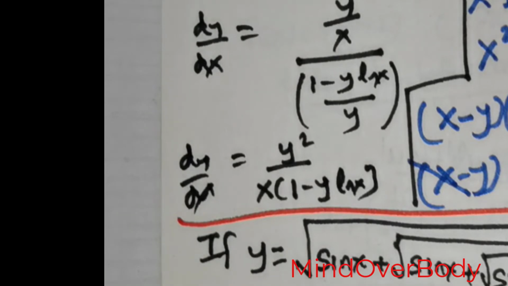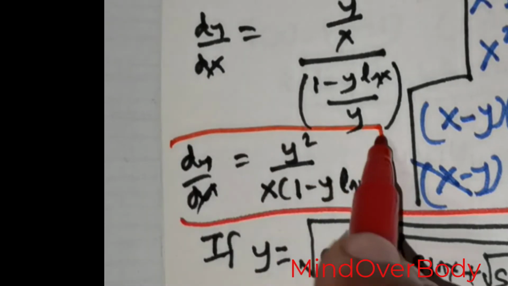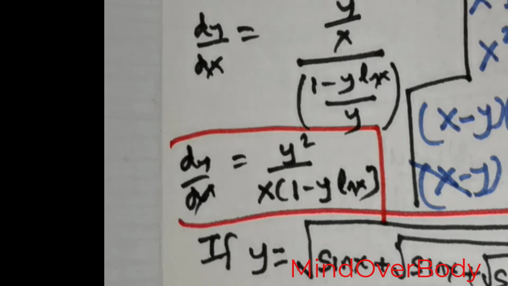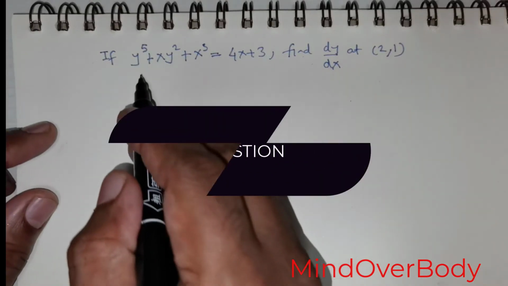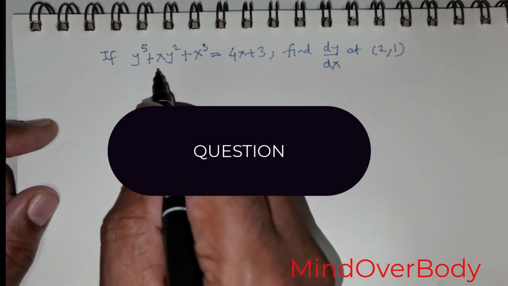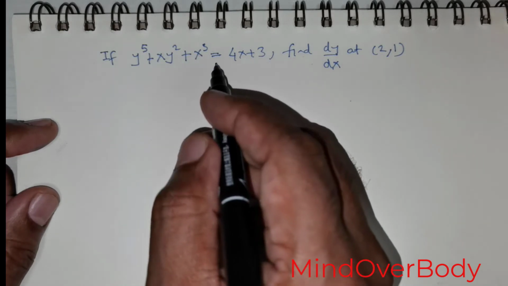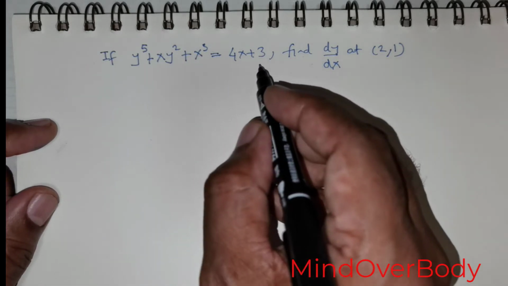So this is a good place for us to draw the red line, the red box. Students, we are given this question: y raised to the power of 5 positive x times y squared positive x raised to the power of 3 is equal to 4 times x positive 3.